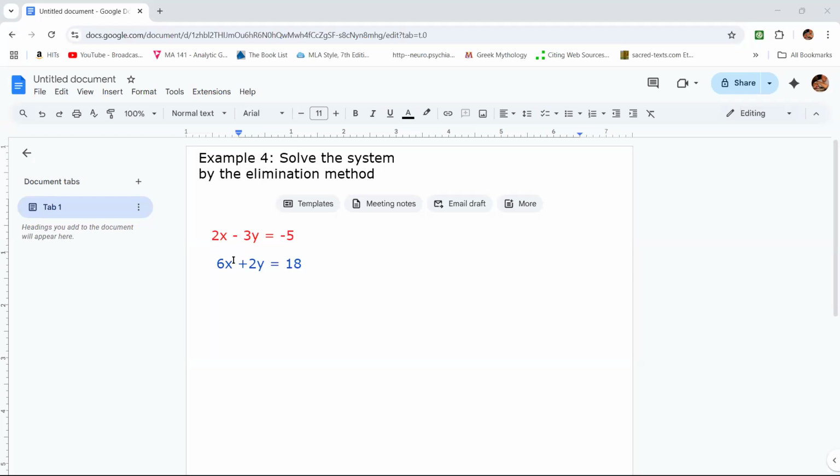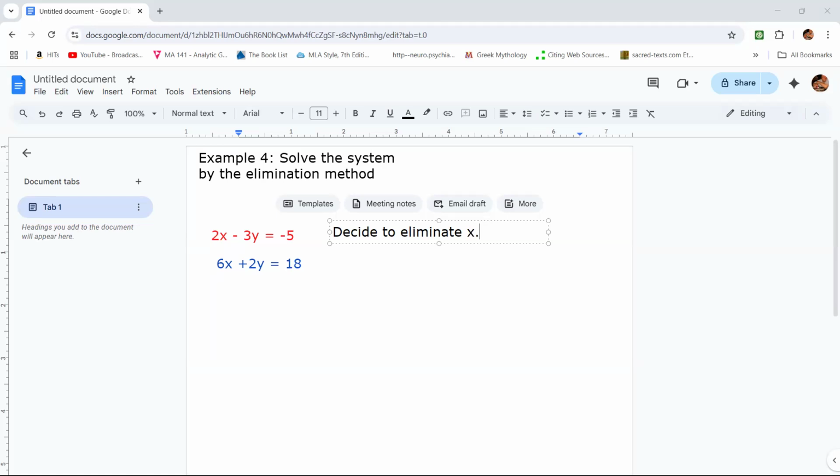So the first thing I have to do is I have to make a decision. So I'm going to decide to eliminate. Okay. You can decide to eliminate x or y. Okay. I'm going to eliminate the x term. Okay. I'm going to eliminate the x term.